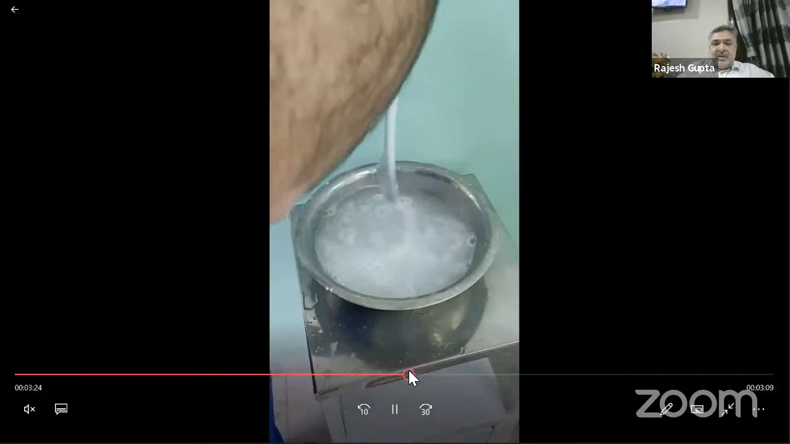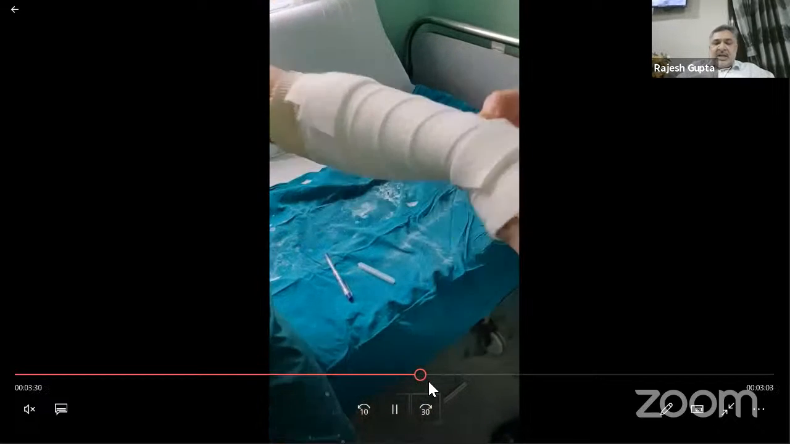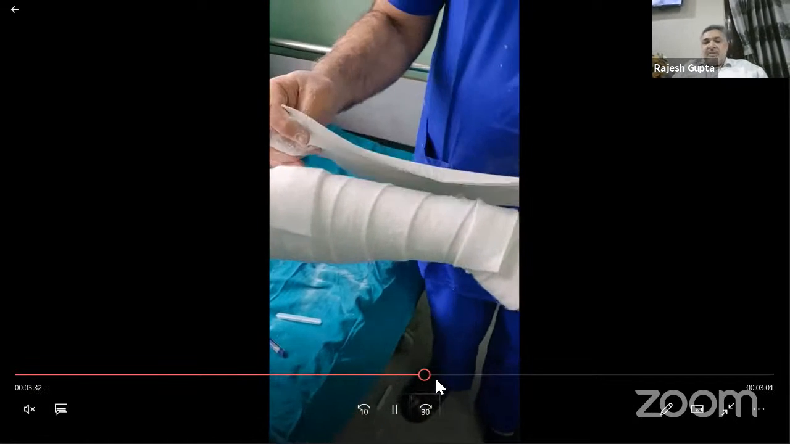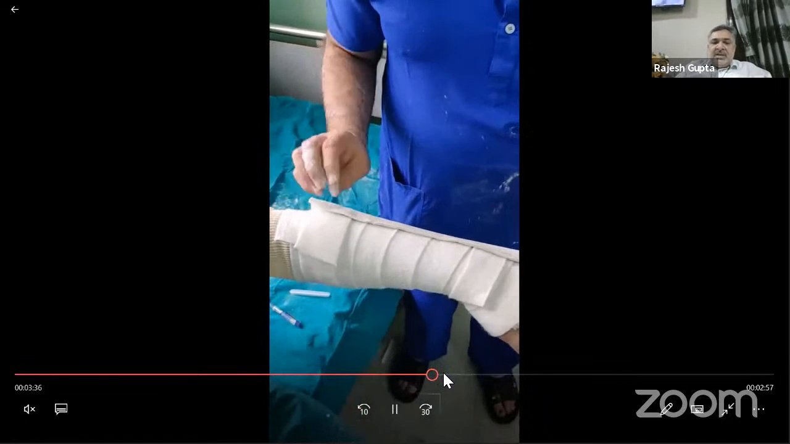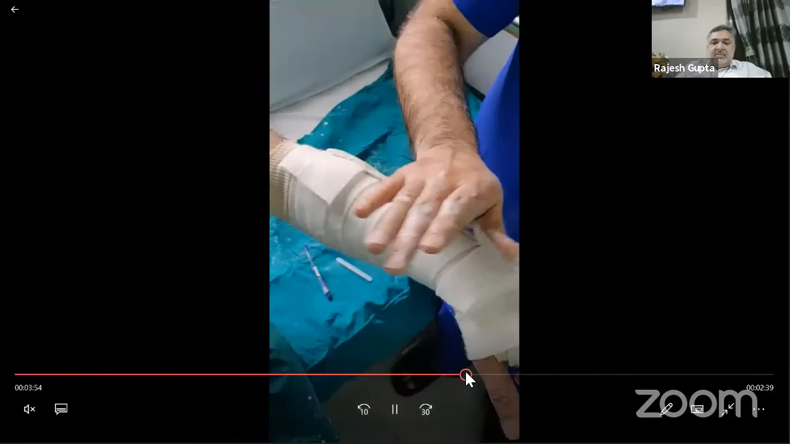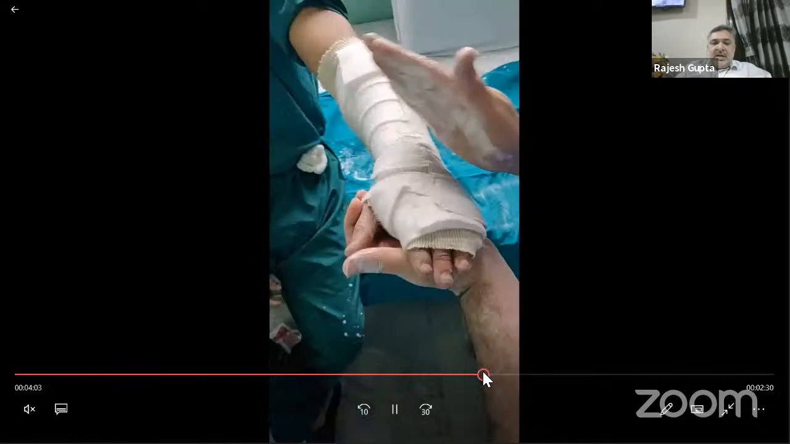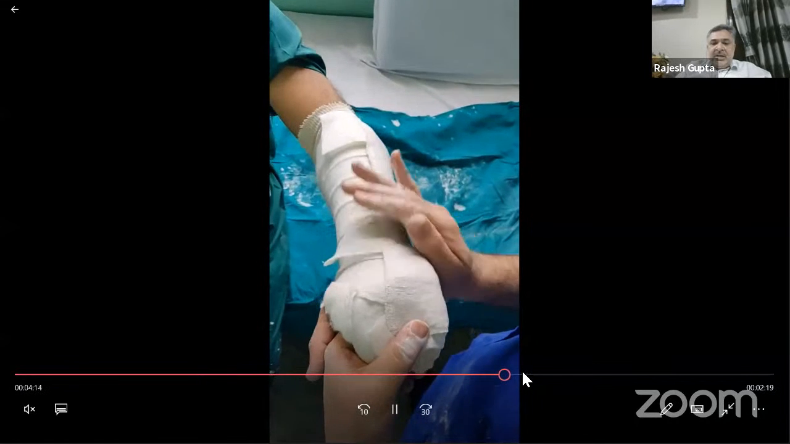Now we take an already made slab, and for the upper extremity it is 6 to 10 layers, and for the lower extremity it is 12 to 15 layers. Wet it, apply it to the extremity, and mold it to the contours of the extremity like this. Okay, so mold it properly.